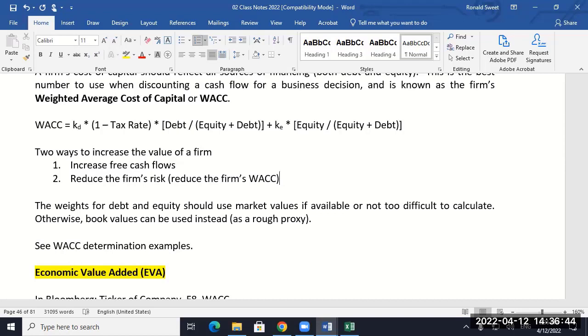So those are 2 ways. And he says it's pretty simple. You either get more cash, you just grow. This is really all about growth. You grow the firm or you reduce its risk.